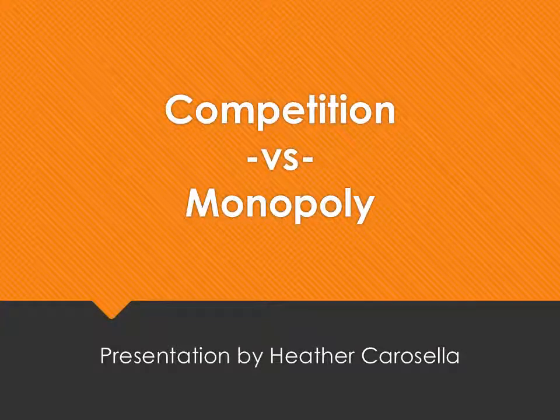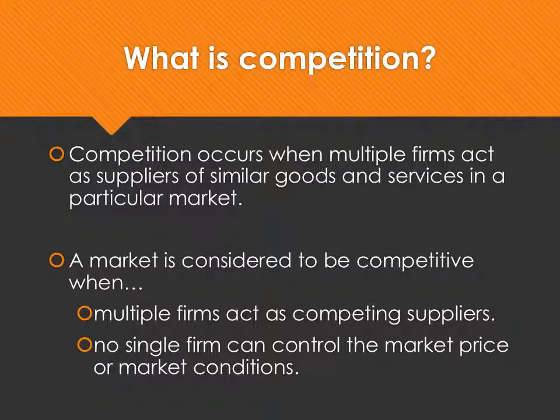My name is Heather Carosella, and I am here to discuss the differences between competition and monopolies in economic markets. Competition occurs when multiple firms act as suppliers of similar goods and services in a particular market. A market is considered to be competitive when multiple firms act as competing suppliers and no single firm can influence the market price or market conditions by themselves.